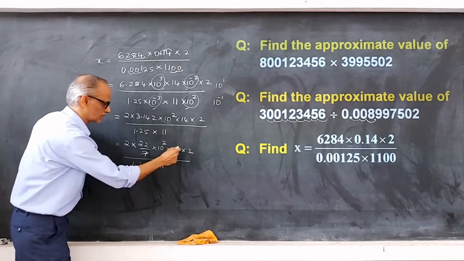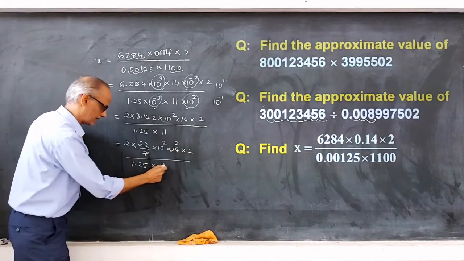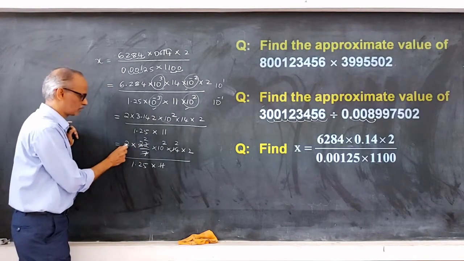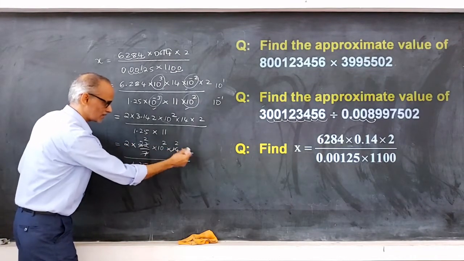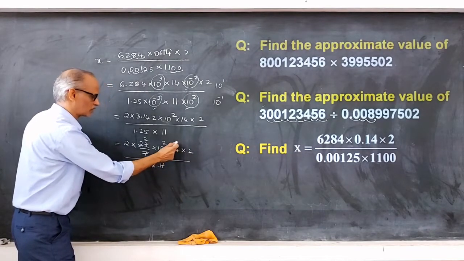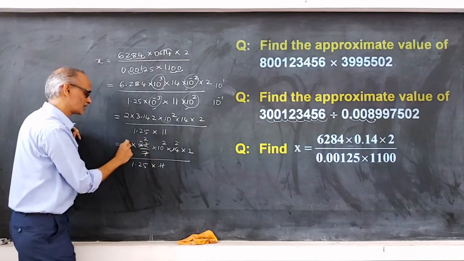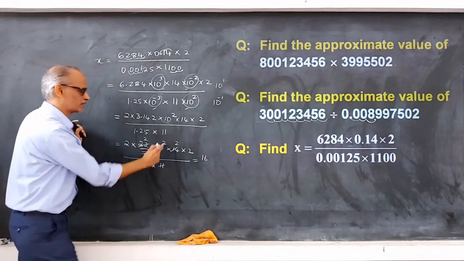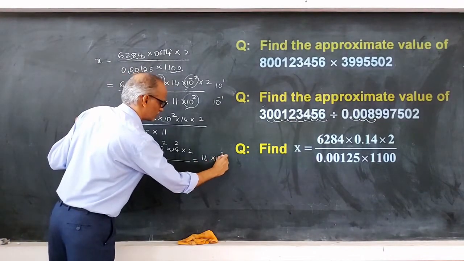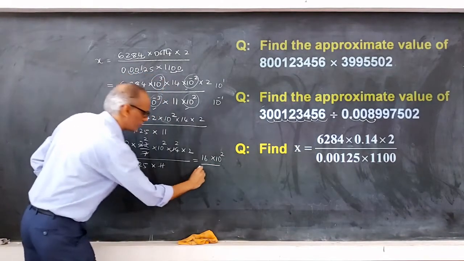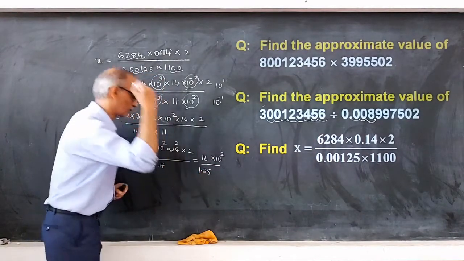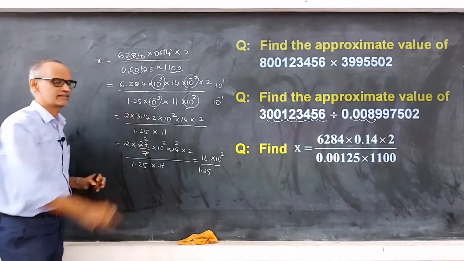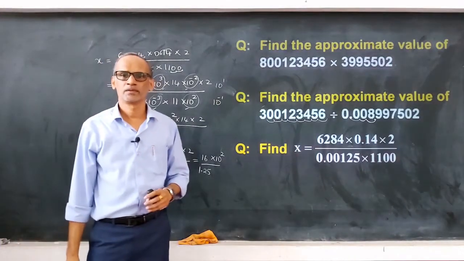Check this here. 7 2s are 14, 11 cancels, again 2. So in the numerator we have 2 and then 2 and then this 2 and then this 2. 2 2s are 4, 4 2s are 8, 8 2s are 16. Clear? Into 10 to the power 2, into 10 to the power 2, divided by this number 1.25. See, I have not approximated anywhere, I have used the exact value.